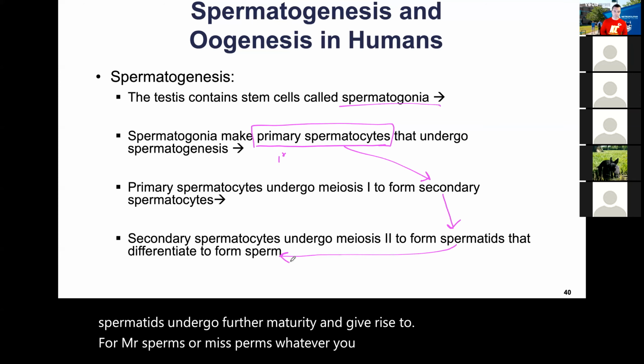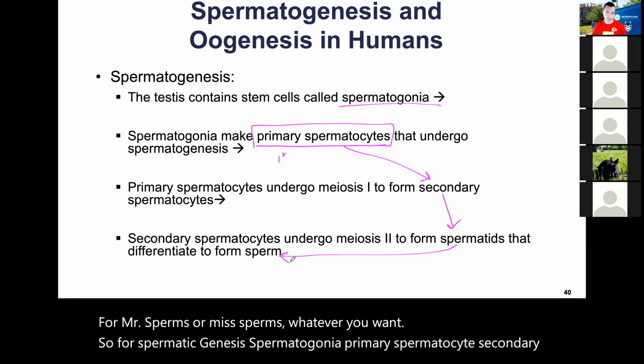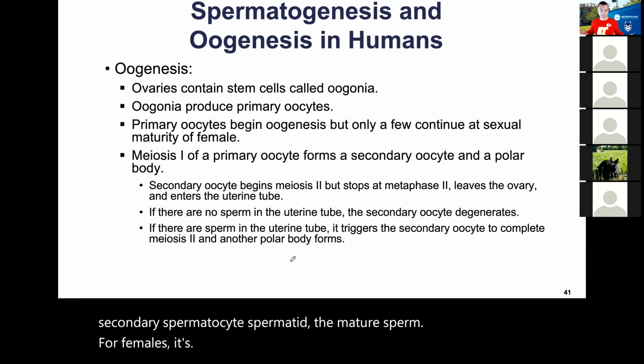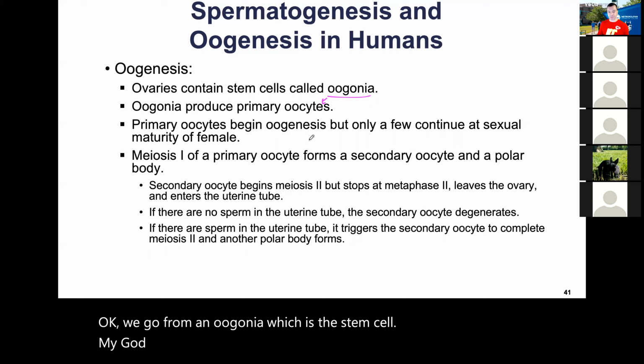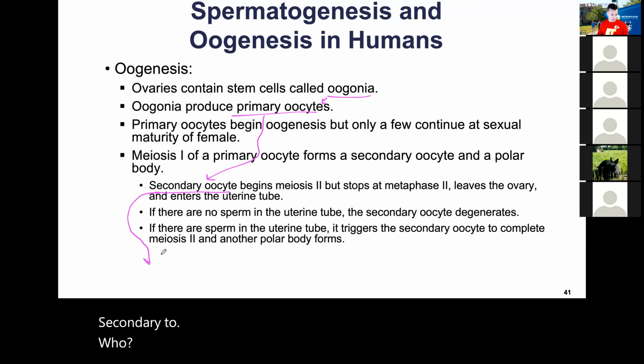Okay. So for spermatogenesis, it's spermatogonia, primary spermatocyte, secondary spermatocyte, spermatid, and the mature sperm. For females, it's just as simple. We go from an oogonia, which is the stem cell. Oh my God, see how easy this is? To a primary, to a secondary, to the mature egg.